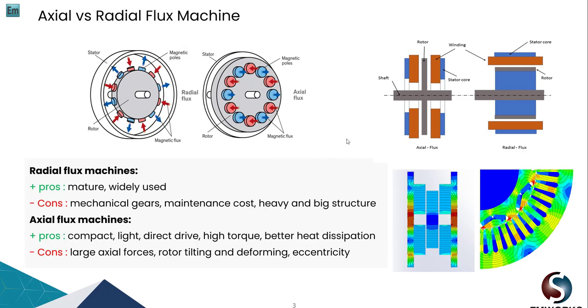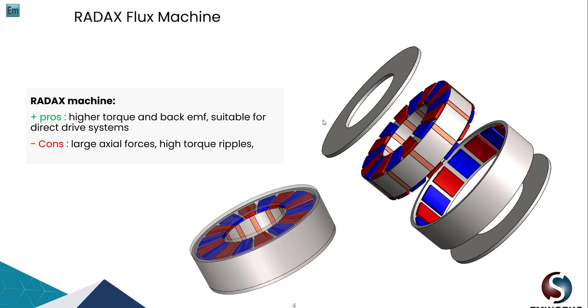Now, in addition to the axial and radial, in the last few years, people said, okay, why not combine both radial and axial flux machines and come up with what we call RADAX flux machines? As you can see, this is the stator core, the winding, and this one is the radial rotor and the radial permanent magnets. In addition to that, we have another set of axial permanent magnets that belong to the axial flux machine, and both rotor back irons. So when you put them together, this is what you end up with.